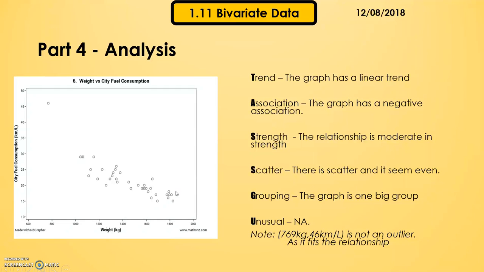The graph is one big group. There are no separate parts, even though we have this one point out here. The important thing there, and it's a common mistake, is that in the past many people have said that this point here is an outlier, and that's not the case. The reason it's not an outlier is that if I was to continue this line on, it would generally be in the right spot for the relationship.